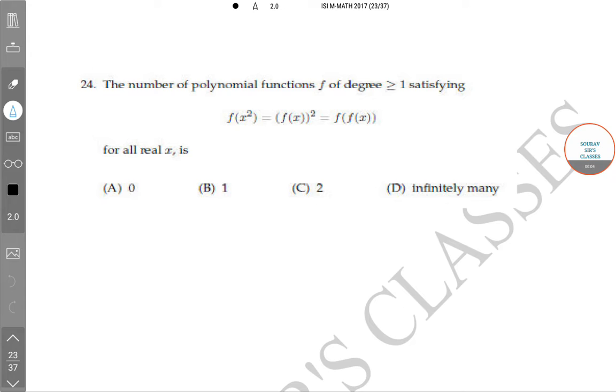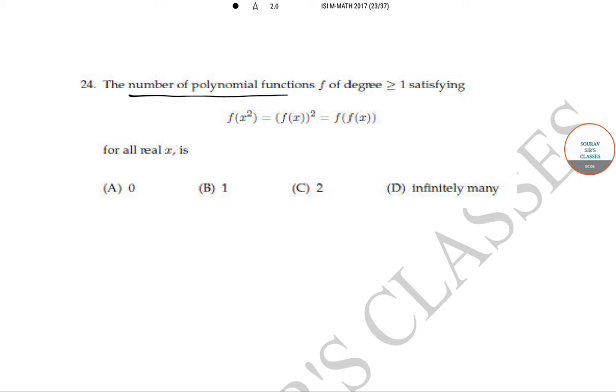The question is: the number of polynomial functions f of degree greater than or equal to 1 satisfying f(x squared) is equal to (f(x)) whole squared is equal to f(f(x)) for all real x is.